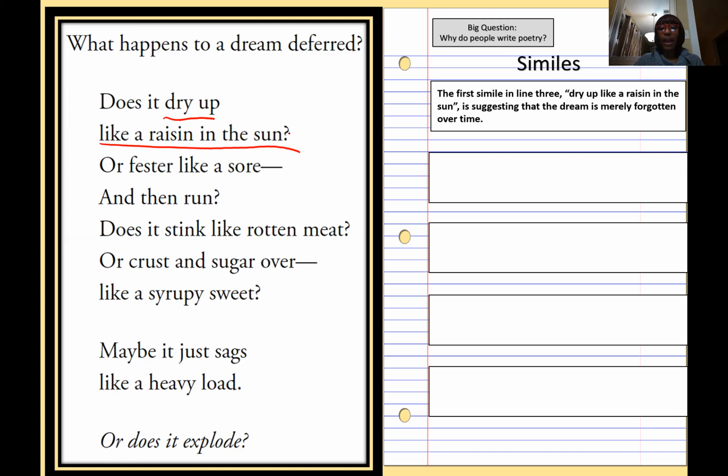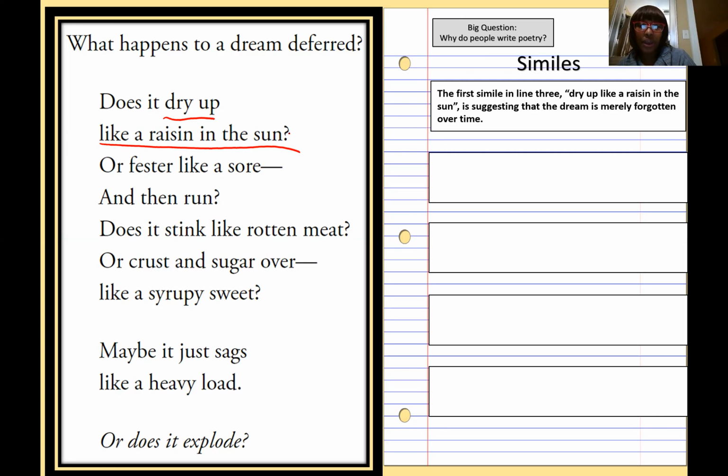Perfect. And so I put that down. I have my first simile. I went ahead and wrote the example, dry up like a raisin in the sun. And now I'm going to explain what it means. In my opinion, it's suggesting that the dream is merely forgotten over time. This is what I think dry up like a raisin in the sun means.